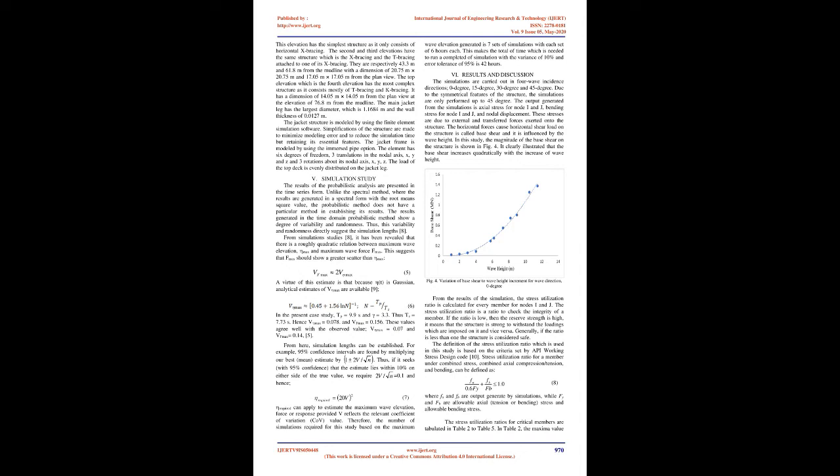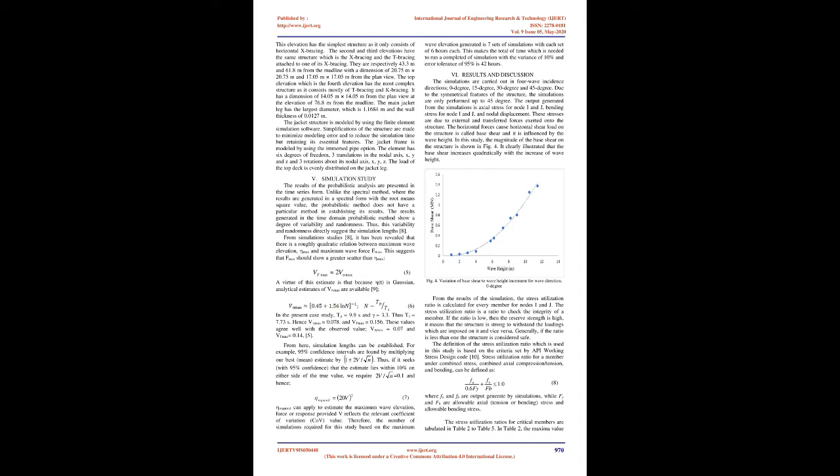The top elevation, which is the fourth elevation, has the most complex structure as it consists mostly of T bracing and K bracing. It has a dimension of 14.05 m times 14.05 m from the plan view at the elevation of 76.8 m from the mudline. The main jacket leg has the largest diameter, which is 1.1684 m, and the wall thickness of 0.0127 m.